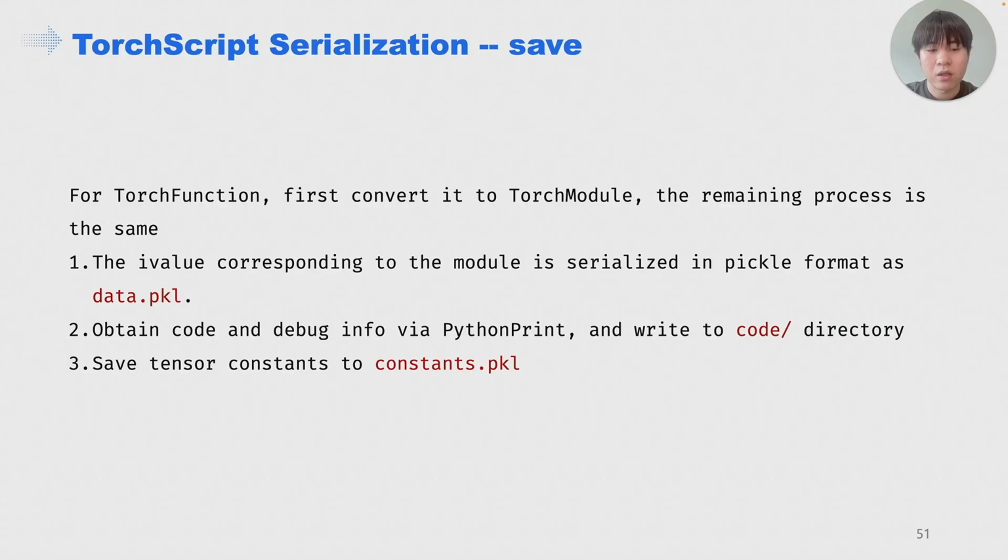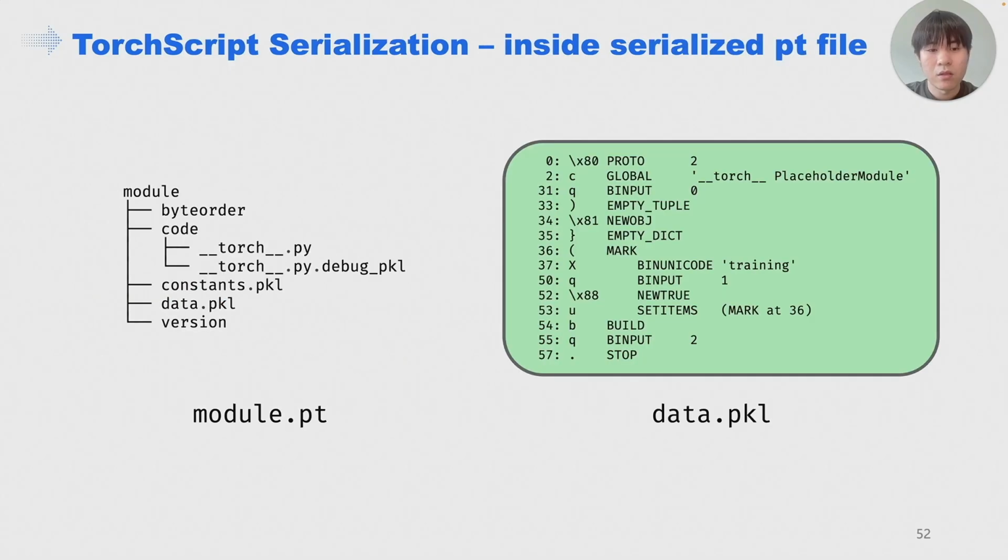Let's look at the detail of the PT file. The PT file is compressed using zip compression. The file tree after decompression is shown above, and we can use pickle tools to disassemble it. Above is the disassembled output of data pkl. The meaning of this pickle code is to create an object named torch placeholder model and set its training attribute to true. And the torch placeholder model object is a script model. So when interpreting data pkl, a script model object is created.